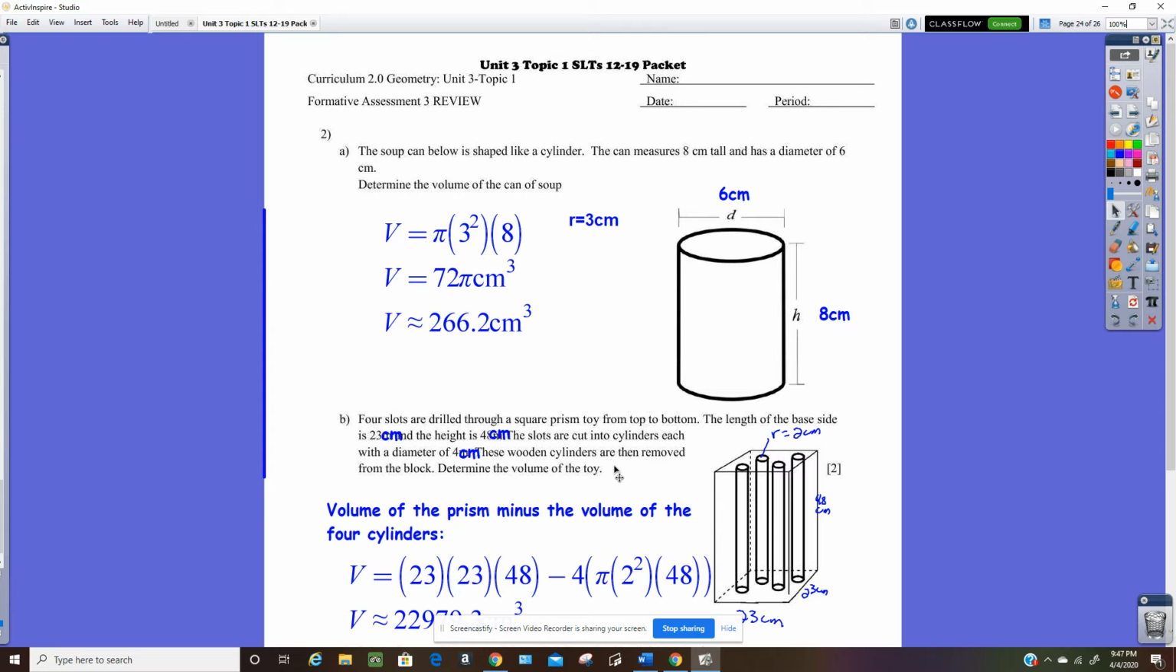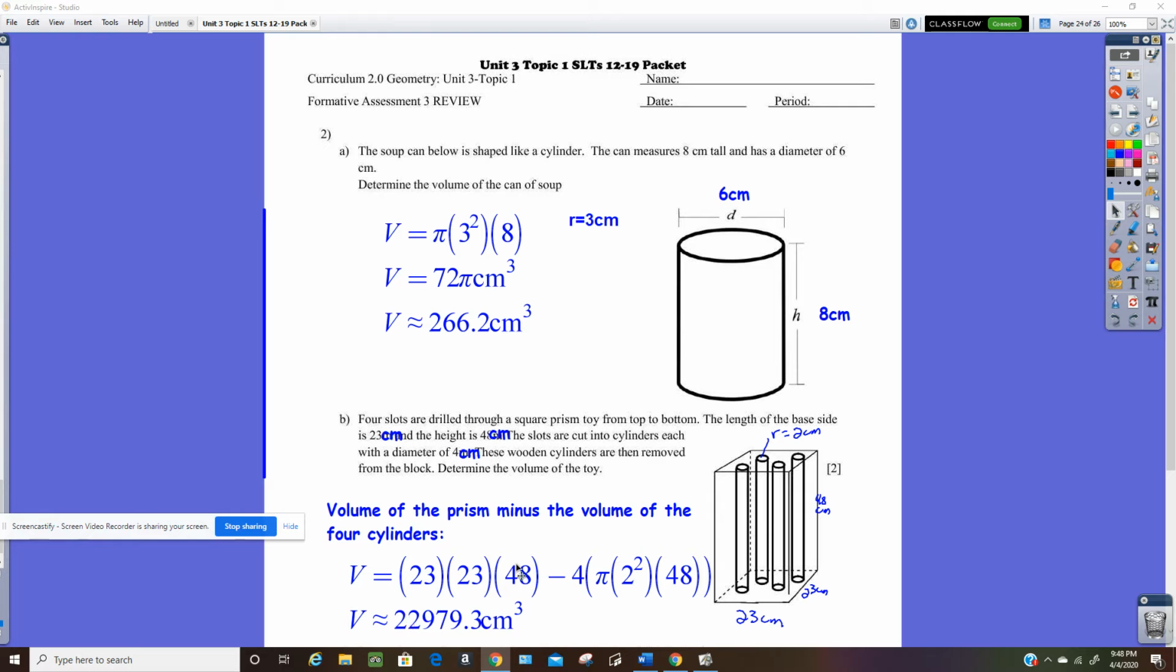So 4 slots are drilled in a square prism toy from top to bottom. Let me read that again. The length of the base side is 23 centimeters and the height is 48 centimeters. The slots are cut into cylinders, each with a diameter of 4 centimeters. These wooden cylinders are then removed from the block to determine the volume of the toy.